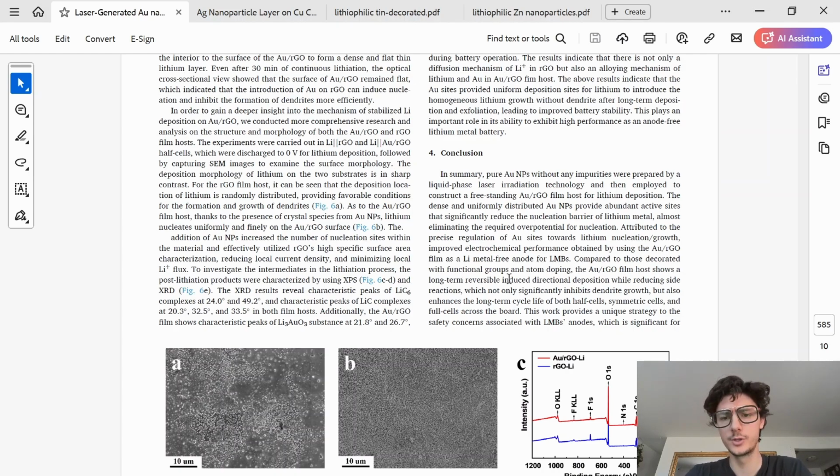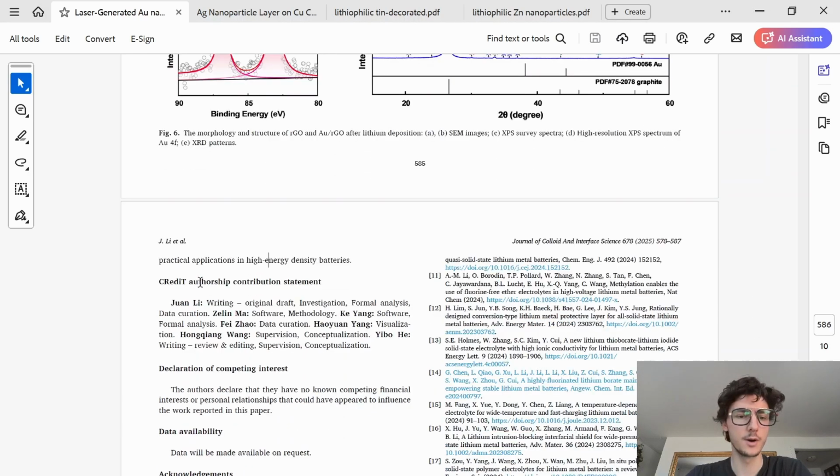Compared to those decorated with functional groups and atom doping, the gold/reduced graphene oxide film host shows a long-term reversible induced directional deposition while reducing side reactions, which not only significantly inhibits the dendrite growth, but also enhances the long-term cycle life of both half cells, symmetric cells, and full cells across the board. This work provides a unique strategy to the safety concerns associated with lithium metal battery anodes, which is significant for practical application in high energy density batteries. Awesome, amazing. Credit authorship contribution statement. All of these guys over here.